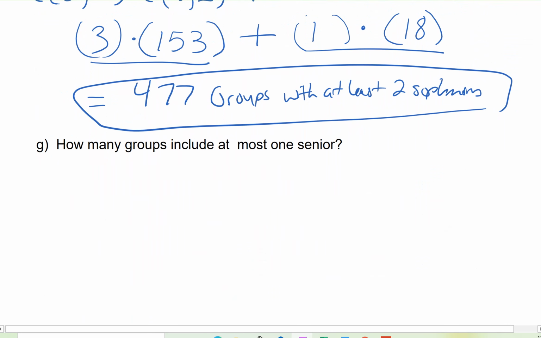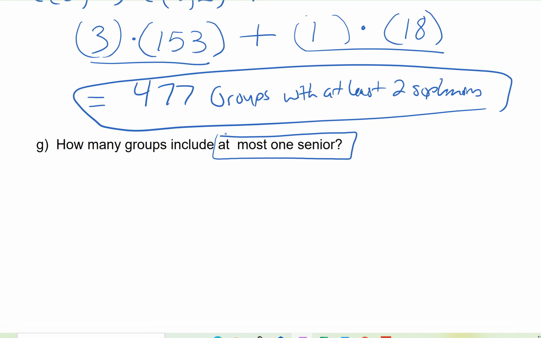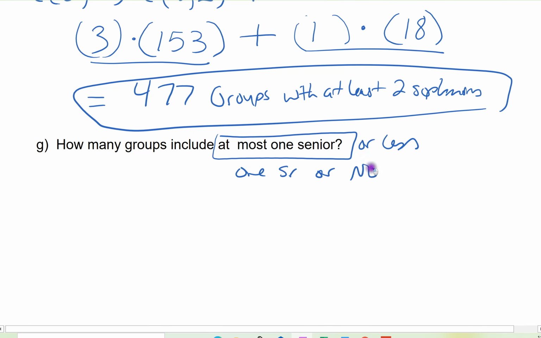Alright, the last one from this example. How many groups include? So at least and at most are phrases you're going to want to make sure you're familiar with. They're the tougher phrases, but they show up all the time in counting, and they'll show up in the Chapter 7 probability, and they'll show up in the Chapter 8 statistics stuff. Alright, at most is the opposite of at least. At most means that's my maximum. I want 1 senior or less. Well, the only way to get less than 1 senior is no seniors, right? So I want 1 senior or no seniors.